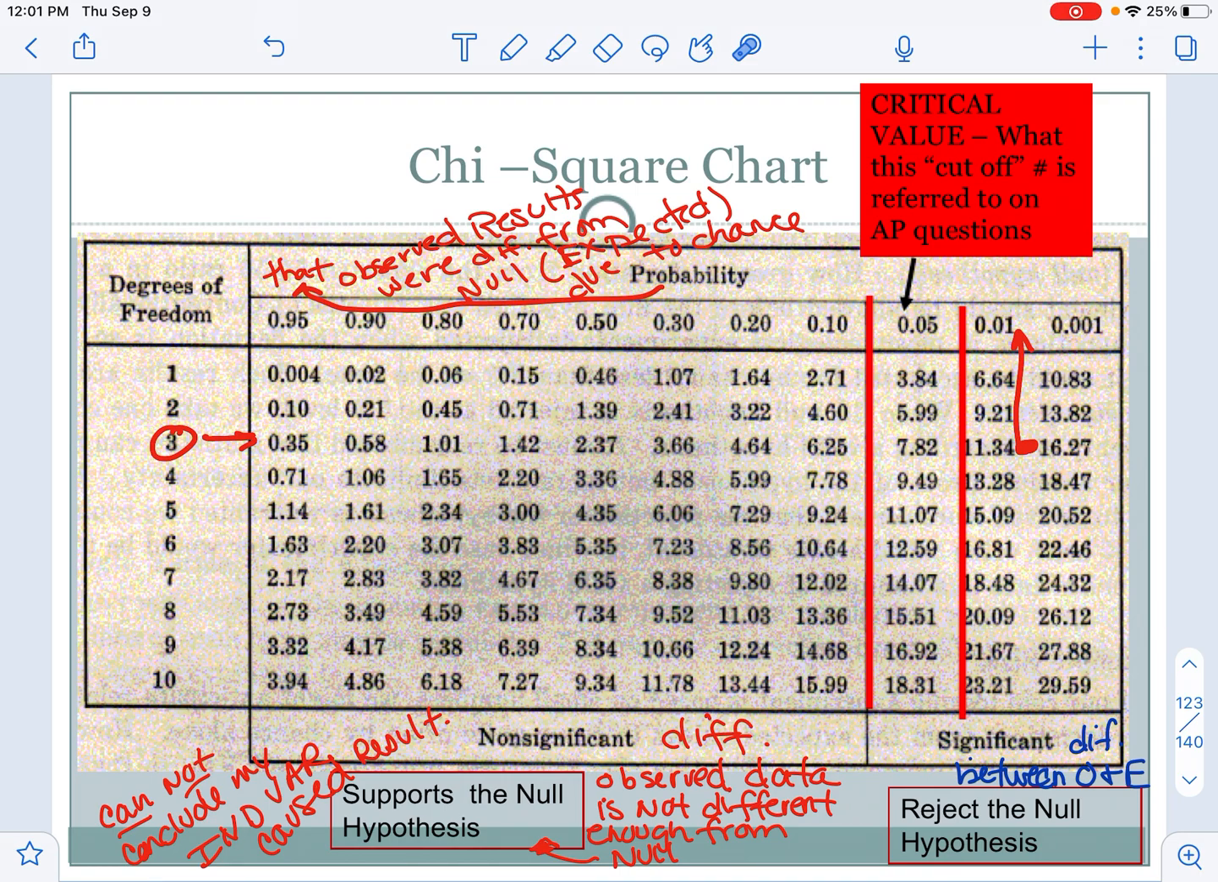And so what that means is, to us, this is where we want to be. If we want to make a conclusion about our independent variable making a difference in the dependent variable, we want our chi-square numbers to be on this side.